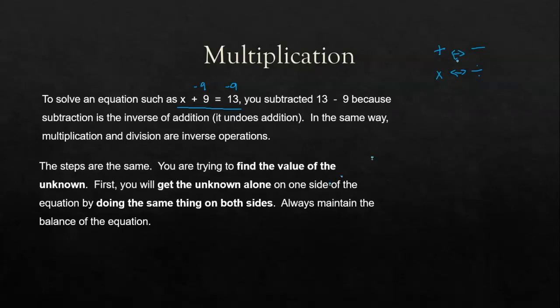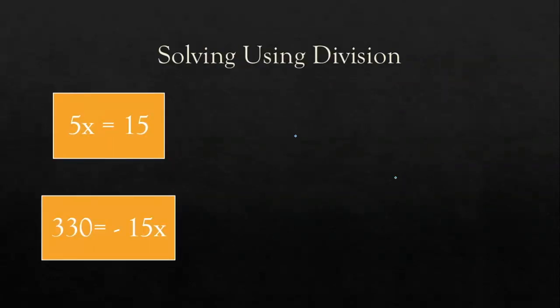So the steps are the exact same. We're trying to find the unknown, in some cases x, and we need to get it alone on one side of the equation. We can do this using multiplication or division as well. It just depends what's happening to x. And we always have to remember whatever we do to one side, we also have to do to the other side. Okay, so let's start with division.